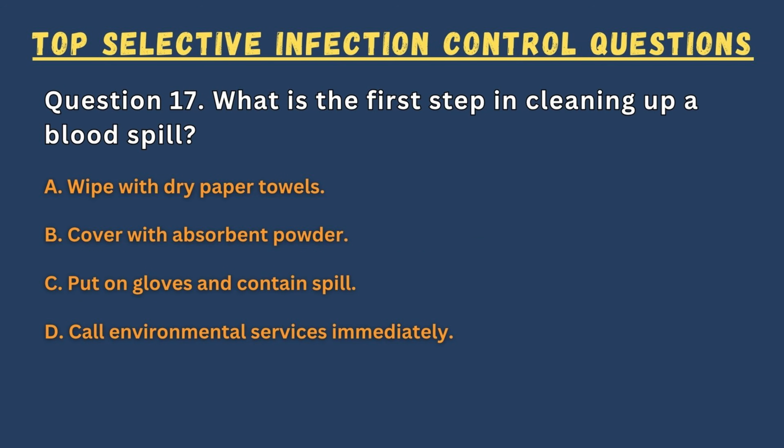Question 17. What is the first step in cleaning up a blood spill? A. Wipe with dry paper towels. B. Cover with absorbent powder. C. Put on gloves and contain spill. D. Call environmental services immediately.